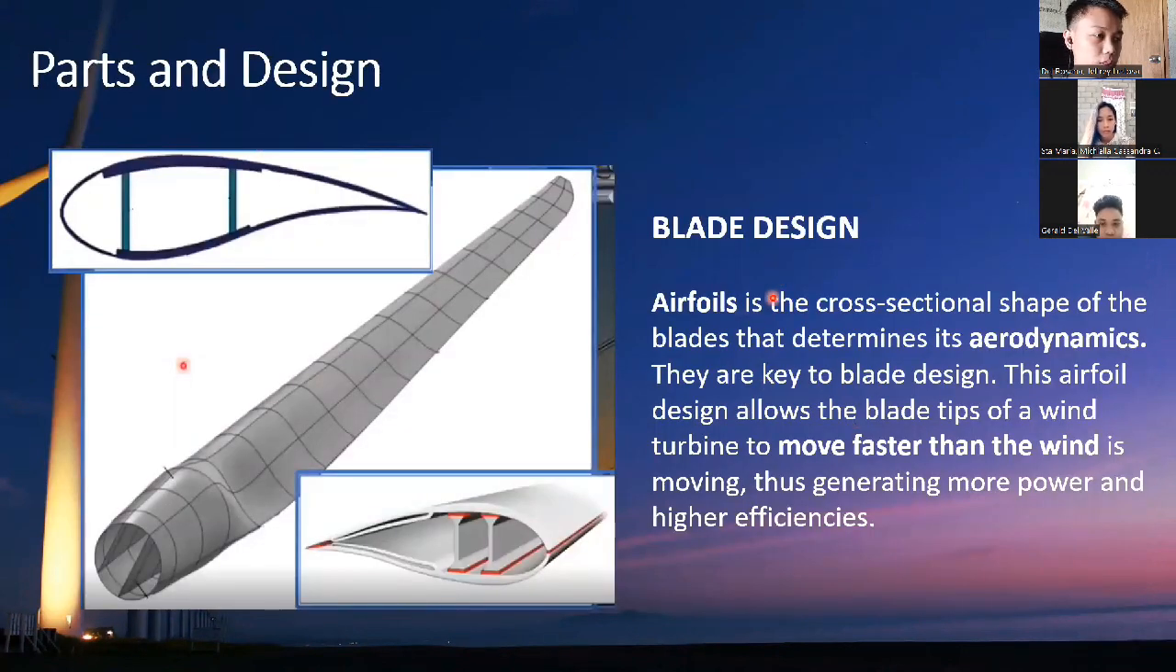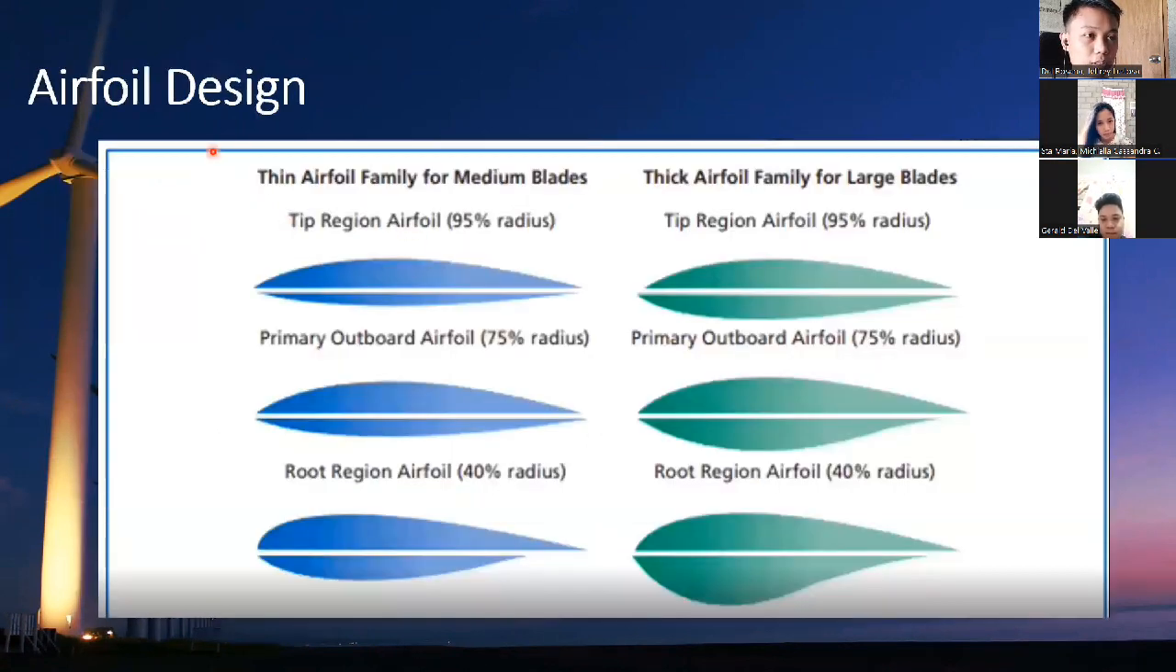Ayan yung blade designs. Airfoils is the cross-sectional shape of the blades that determines its aerodynamics. They are key to blade designs. These airfoil designs allow the blade tips of a wind turbine to move faster than the wind is moving, thus generating more power and higher efficiencies.